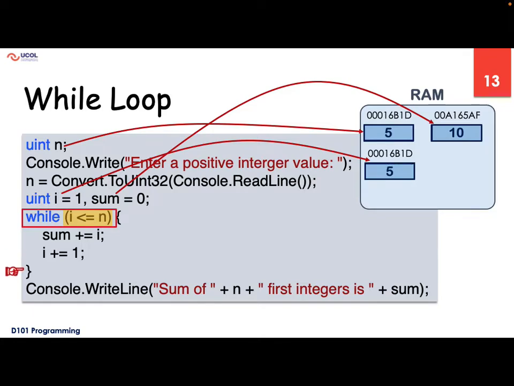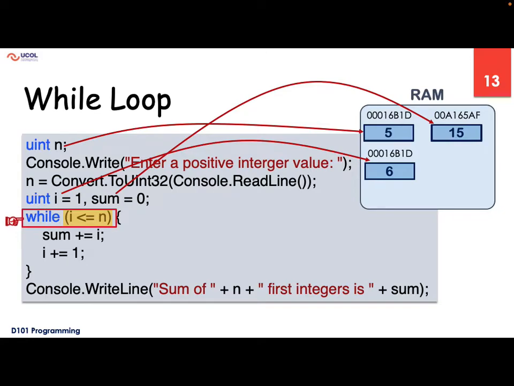End of the loop, go back again, check the condition. Condition is still true, 5 is less than or equal to 5. Sum, so 10 plus 5 becomes 15, and then increase the value of i, that will become 6. Now we have reached the end of the loop, but again it will go back and check the condition. Now, the condition is false.